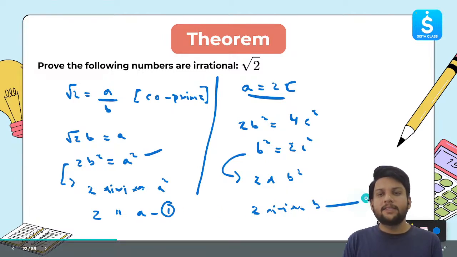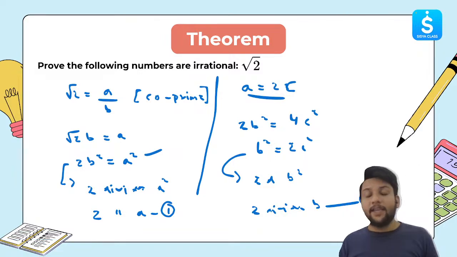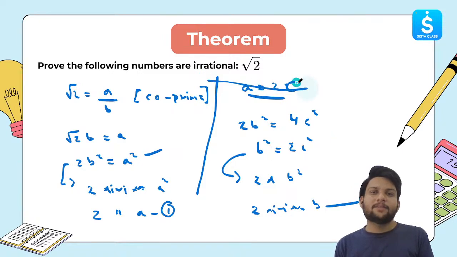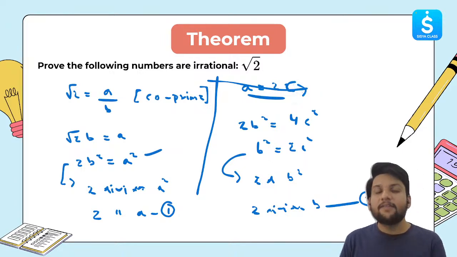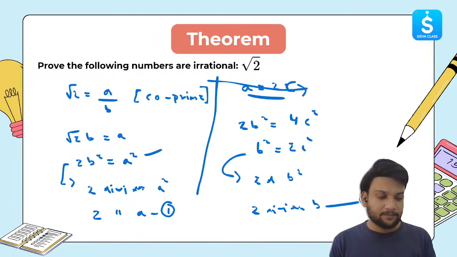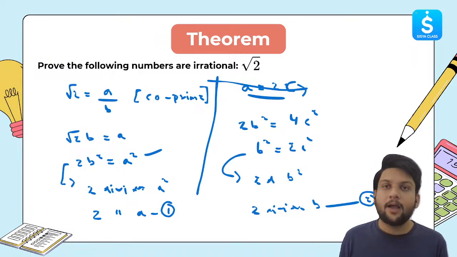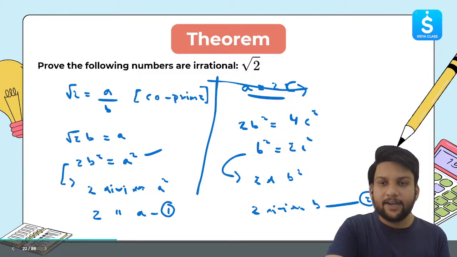Now, from both statement 1 and 2, one thing is clear, that 2 divides a and 2 divides b. But what was our assumption earlier? It was that a and b are co-prime. So clearly it contradicts our statement. So we can say that our assumption was wrong, and hence root 2 is irrational. Are you following me up till now? Yes or no? All right, great.